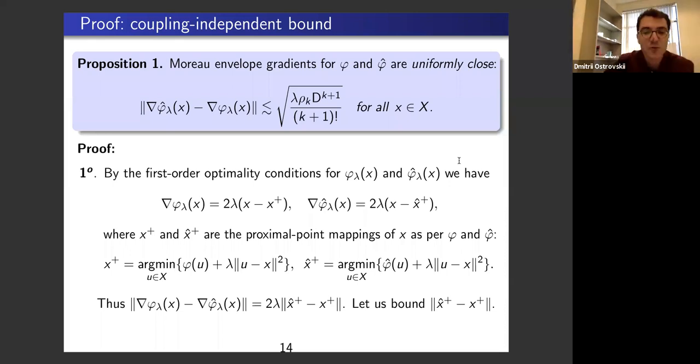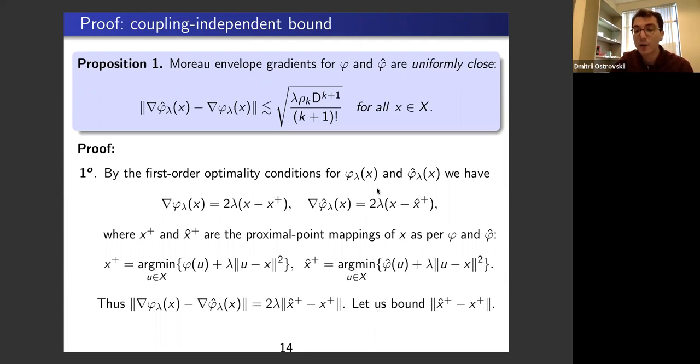Essentially, first you use the Moreau envelope gradient characterization. Just from the first order optimality condition for the Moreau envelope, you can express these gradients in terms of x and its corresponding proximal mapping, x plus or x hat plus. So x plus is the proximal mapping of x with respect to phi, and x hat plus the same, but with respect to the approximated primal function. In other words, this allows you to just think about how close x plus is to x hat plus, so how much this Taylor expansion perturbs your proximal mapping, right? Because they correspond.